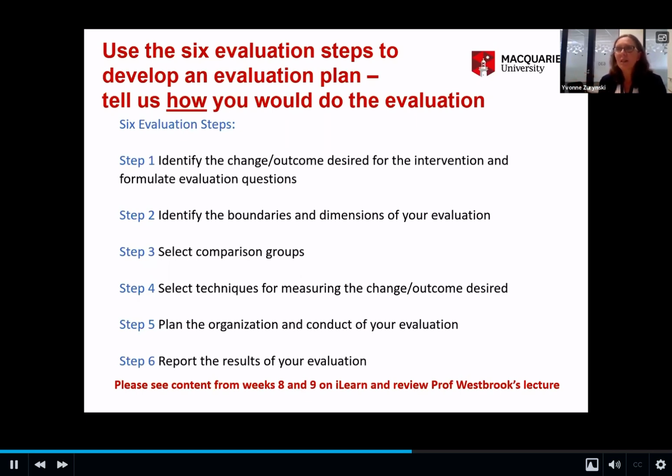You need to select some kind of comparison group, and the comparison group needs to make sense. So, is it middle-aged women who access this program compared with middle-aged women who don't? And how are you going to find them? How are you going to recruit the comparison group? Then you need to figure out, well, what are you measuring? What are you going to measure?